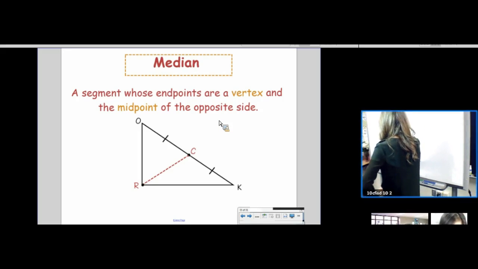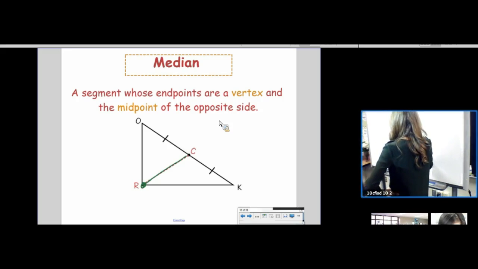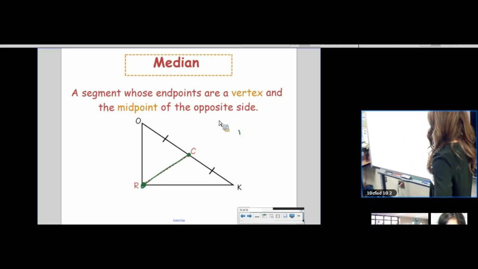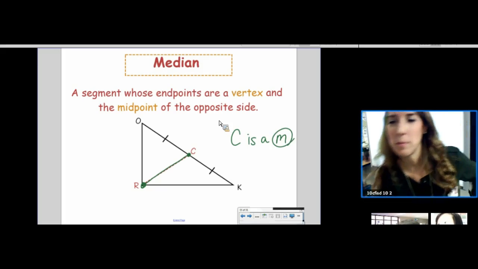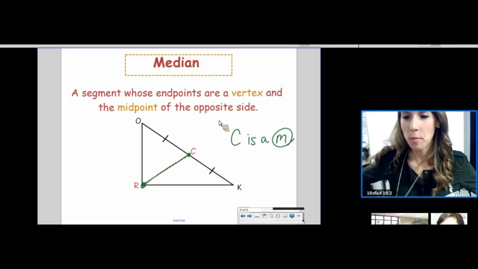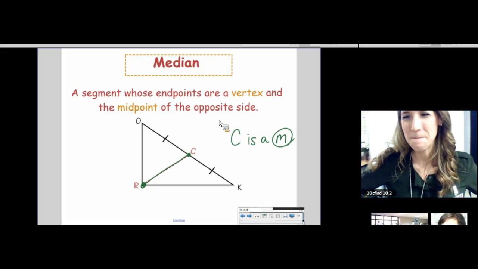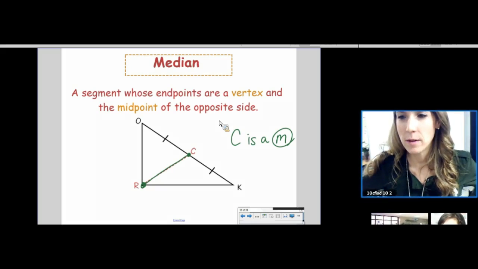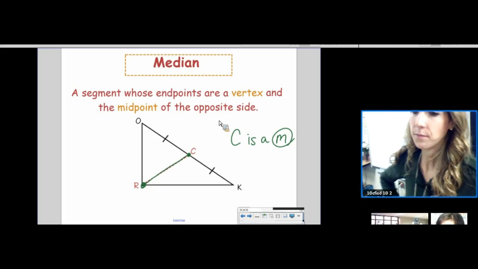So I'm going to start at R, and I'm going to travel to the midpoint of the opposite side. C is a midpoint. That's not really the symbol for midpoint, but I'm going to use it to pretend like I'm abbreviating midpoint. Okay, so C is a midpoint. Midpoint, median, median, midpoint. Yep.